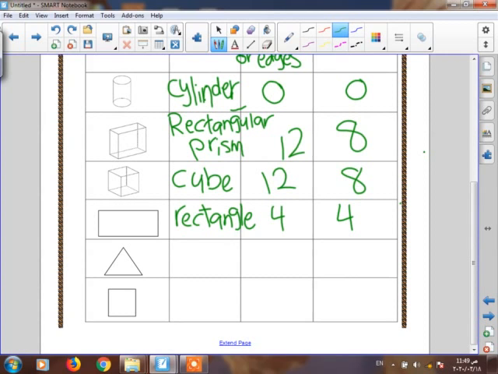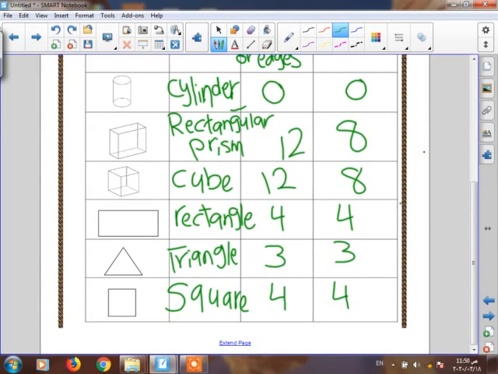The next shape is triangle. The triangle has 3 sides and 3 vertices. The last shape is square. And it has 4 sides and 4 vertices.